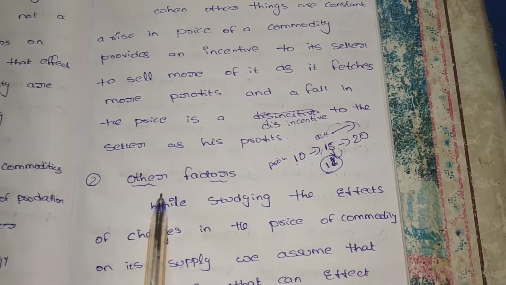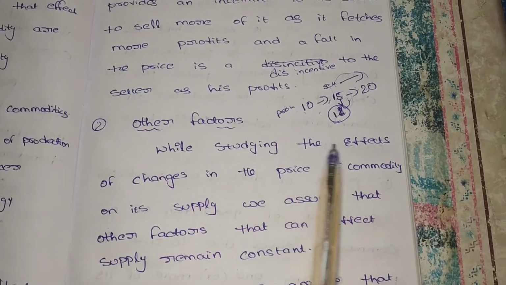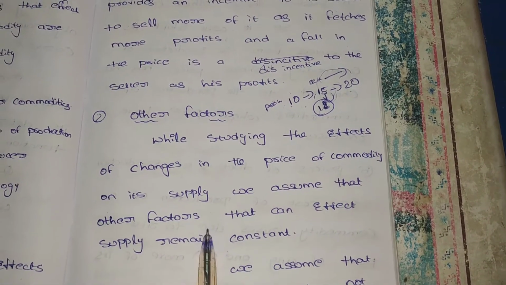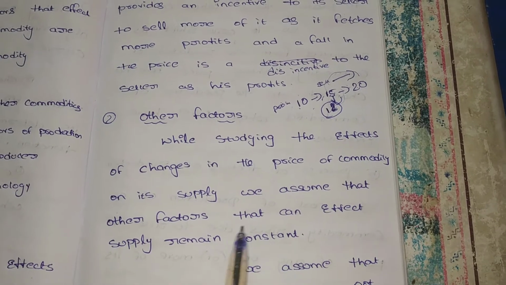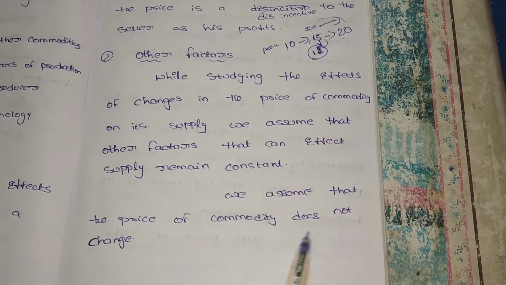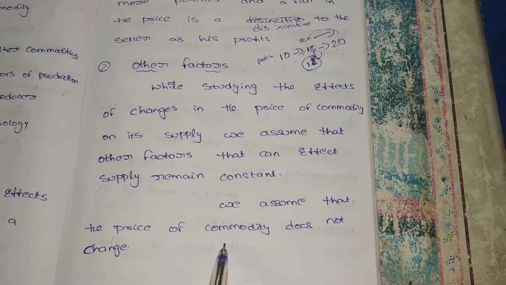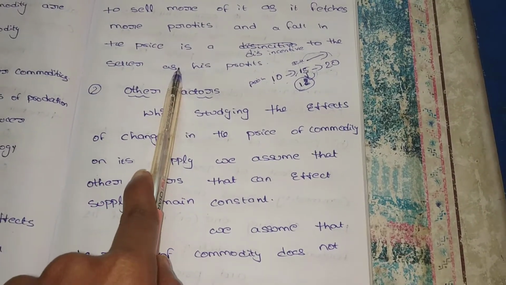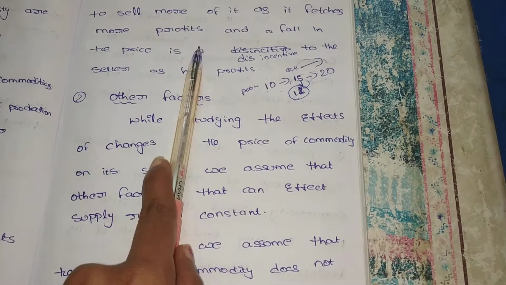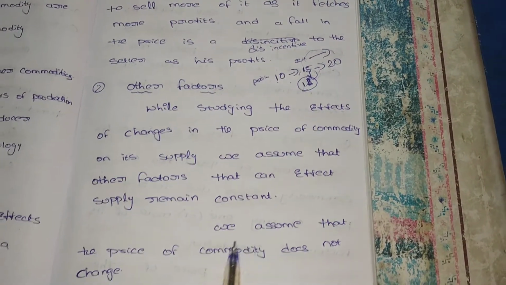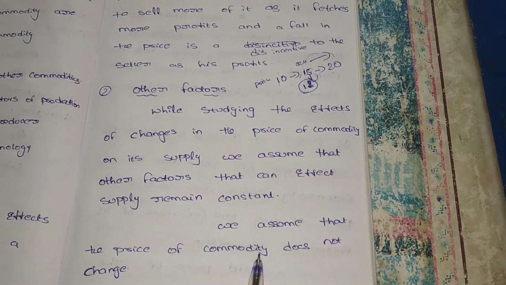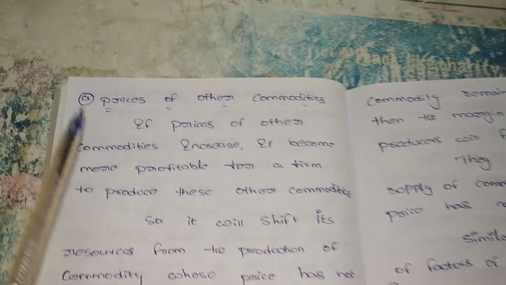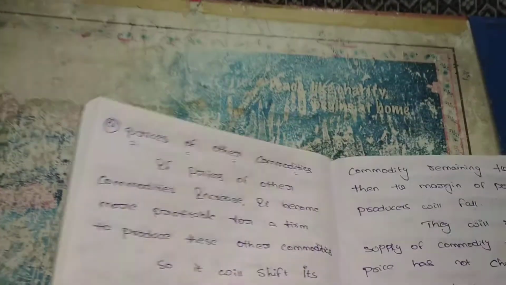Next, other factors. While studying the effects of changes in price of a commodity on its supply, we assume the other factors that can affect the supply remain constant. Already we assumed that. Now we assume that the price of the commodity does not change, but the other factors are changing. In the above case, the other factors were constant and only price changed. But here the price does not change, only the other factors are changing.